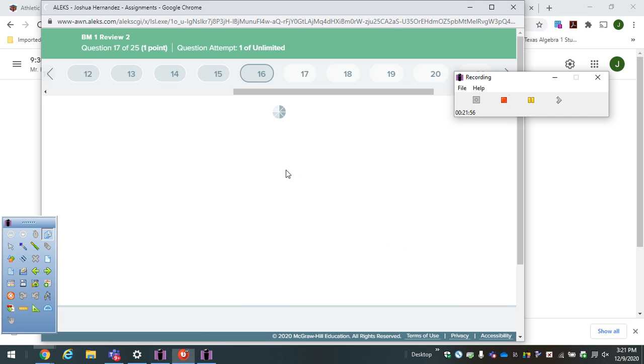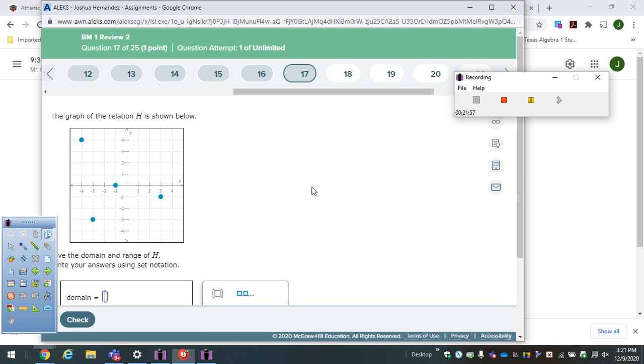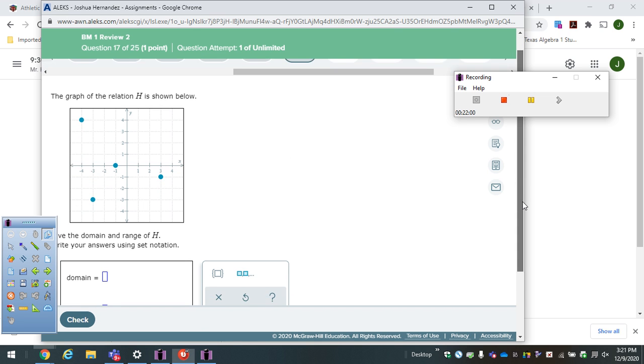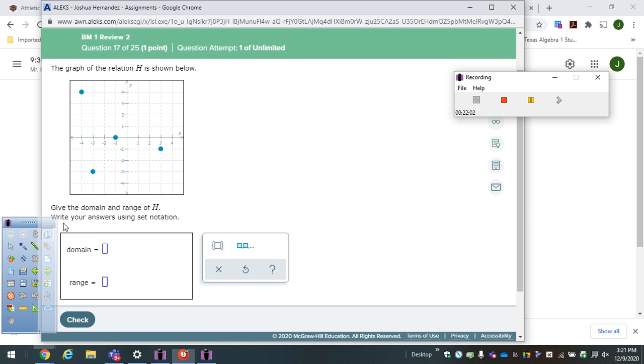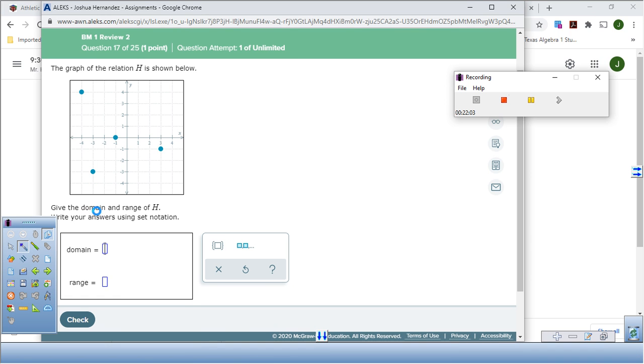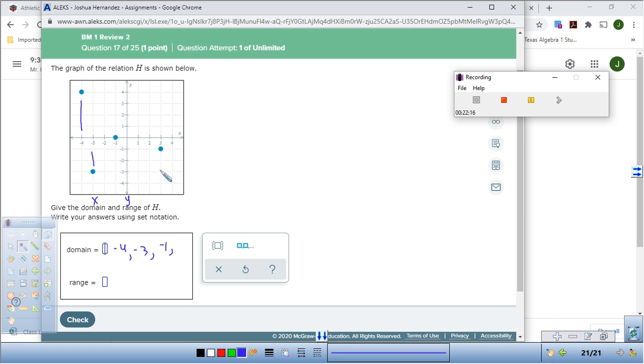17. Determine the relation. Okay, look at this relation. Give me the domain. Oh, this one's super easy. Remember, domain are your x values and range are my y values. Domain: the x values would be -4, -3, -1, and 2.